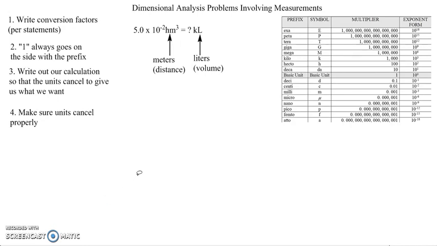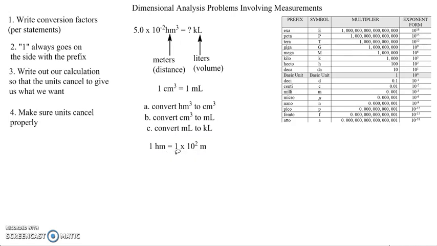Now, the key is that there is one way we can relate one distance cubed to a volume, and that is that the definition of a milliliter is 1 centimeter cubed. So we're going to use this as our per statement to go from a distance measurement to a volume measurement. The path we're going to follow is first we convert hectometers cubed to centimeters cubed. Once we have centimeters cubed, we use this statement right here to convert to milliliters. And finally, we go from milliliters to kiloliters. So let's write out all of our per statements and see how we do this problem.